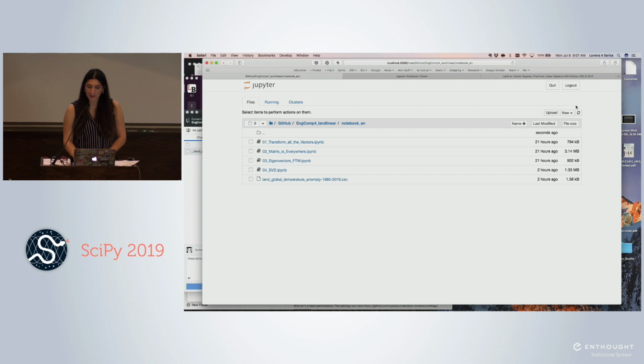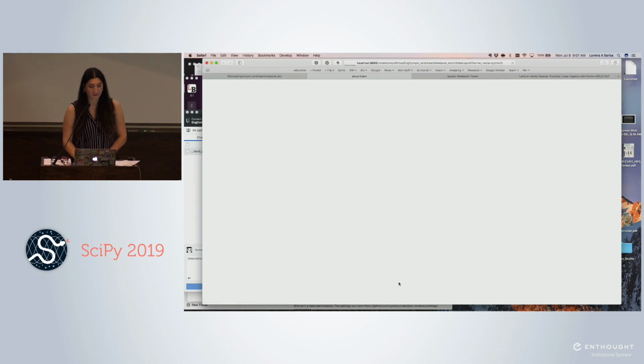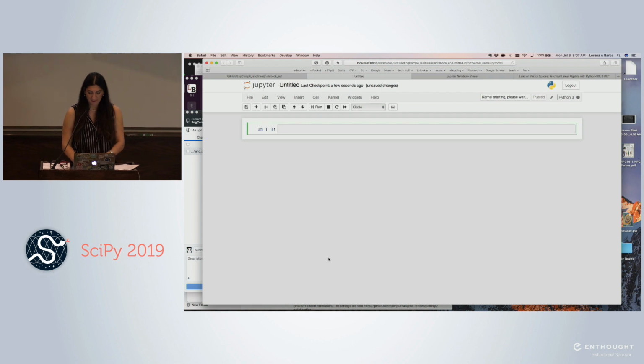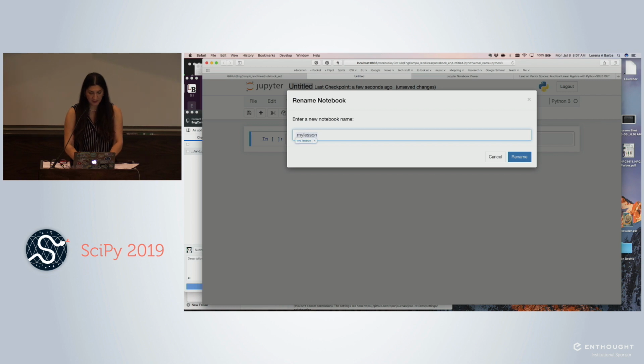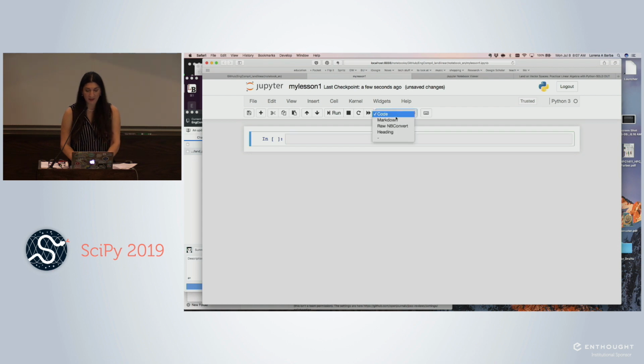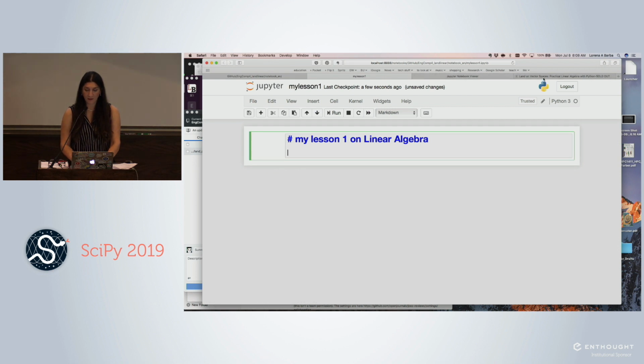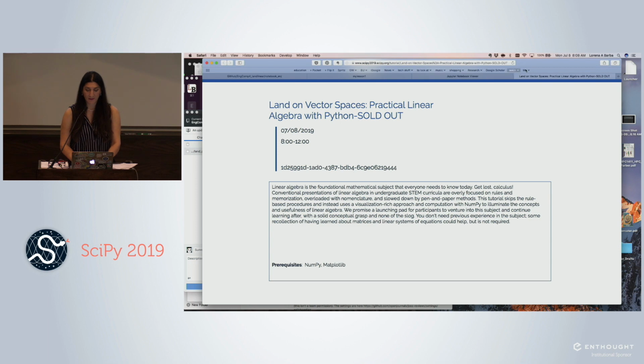All right, so what we're going to do is open a brand new notebook. You can call it whatever you want. My lesson 1, all right, on linear algebra. You can leave some notes to self, perhaps. Maybe you can leave here a link to the tutorial. I'm going to close this. We already know that we are in the tutorial on linear algebra.